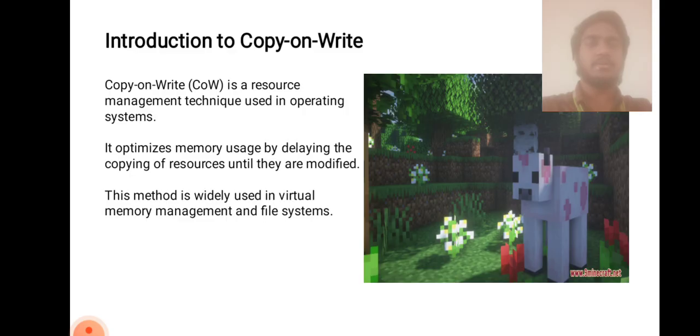Introduction to copy on write. Copy on write is a resource management technique used in operating systems. It optimizes memory usage by delaying the copying of resources until they are modified. This method is widely used in virtual memory management and file systems. It is mainly used to copy the content of one device to another device, or from one memory to another.